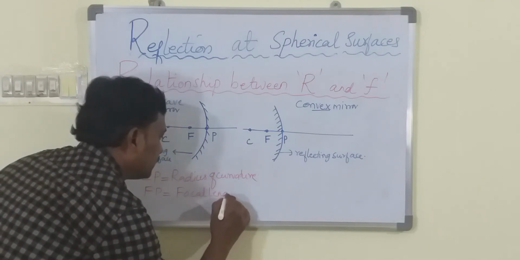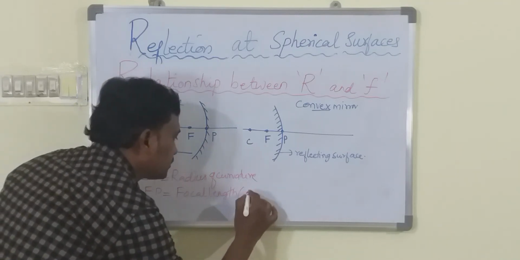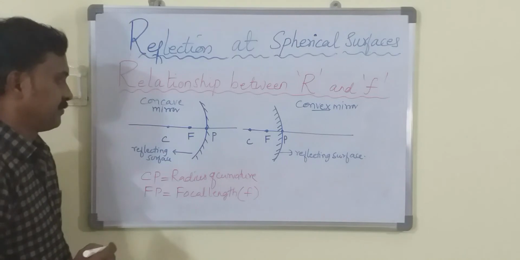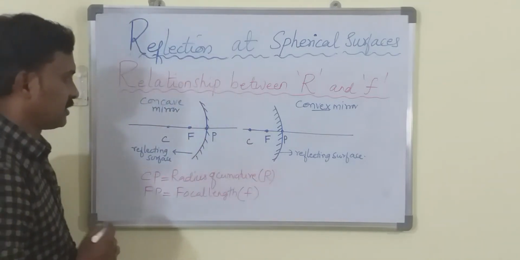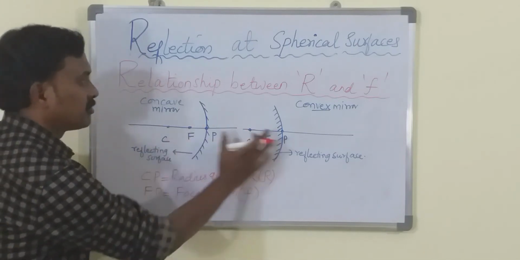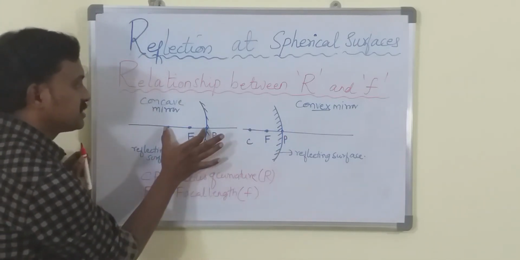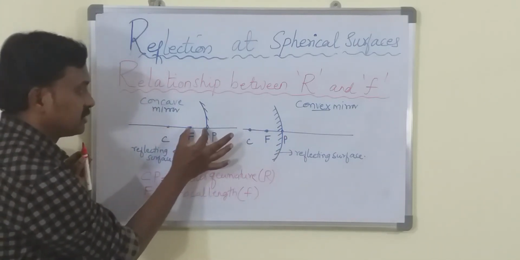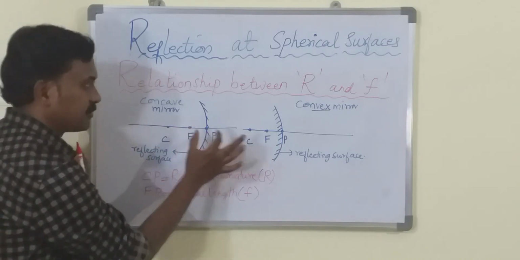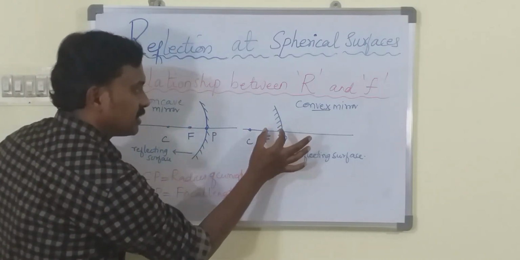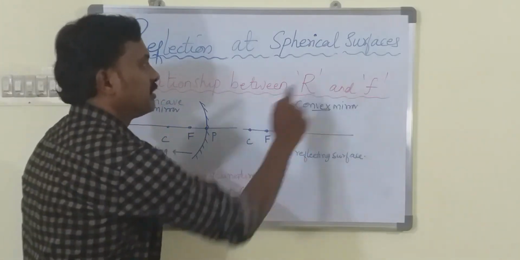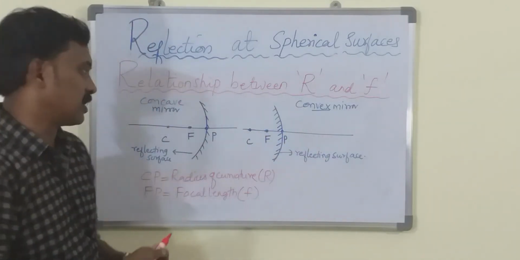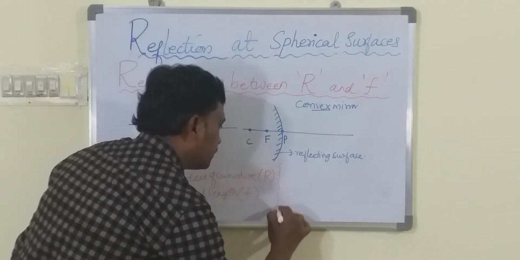Focal length is represented with small f. Radius of curvature is represented with capital R. And this is applicable for both mirrors, right? So this distance is radius of curvature, this distance is focal length. This is the radius of curvature and this is the focal length. Now we are going to see the relationship between R and f, that is radius of curvature and focal length. So let me write the relation here.